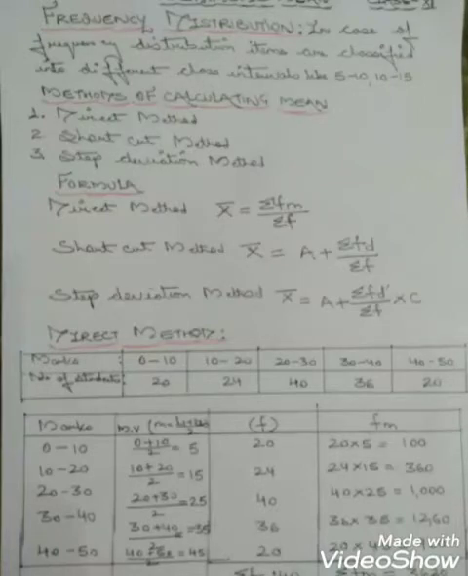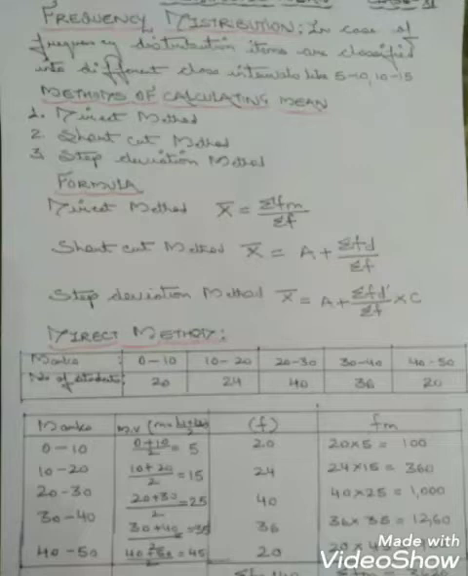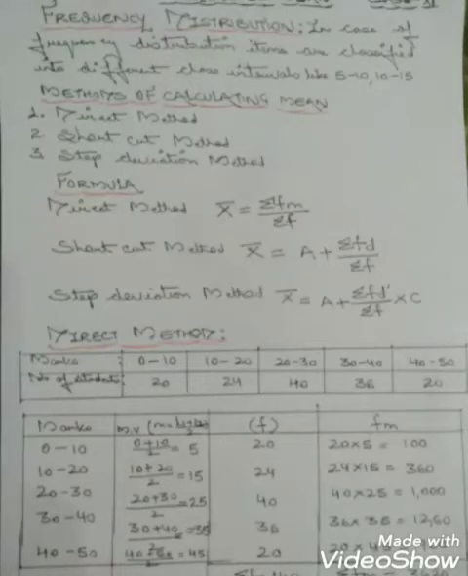So children, in case of frequency distribution, items are classified into different class intervals like 5 to 10, 10 to 15, 15 to 20, 20 to 25 and so on. There are three different methods of calculating mean by frequency distribution. First is the direct method, second is the shortcut method and third is the step deviation method.